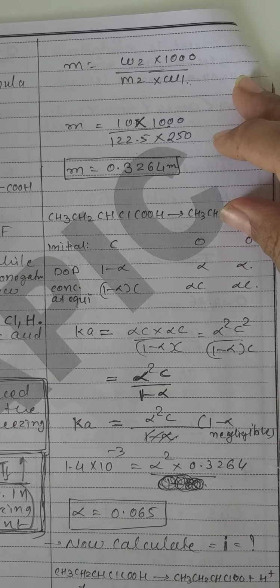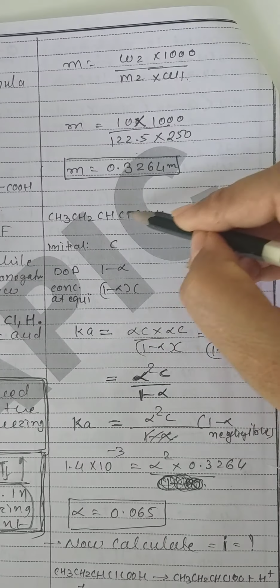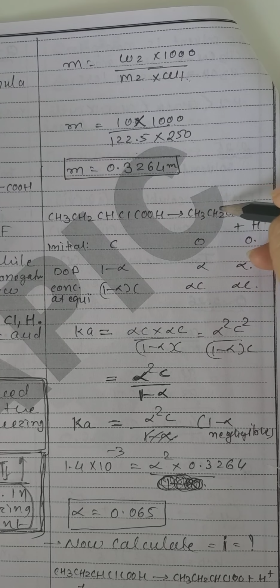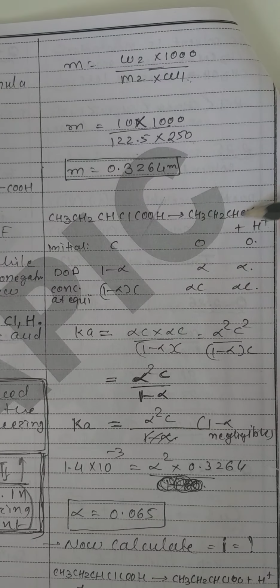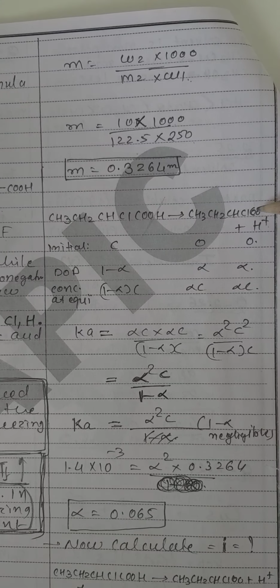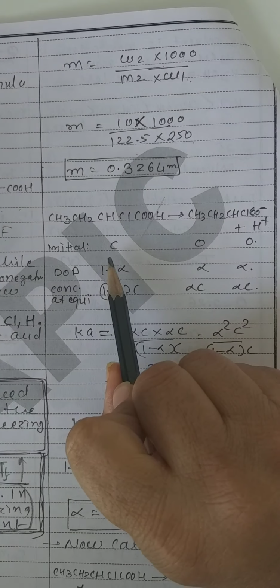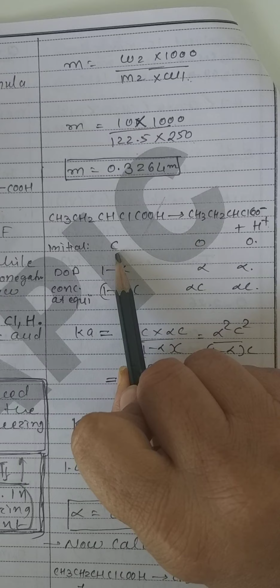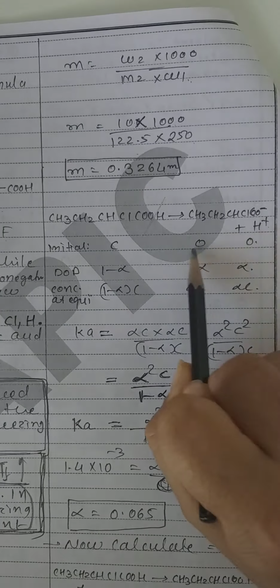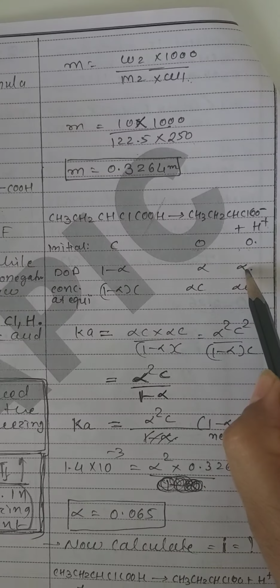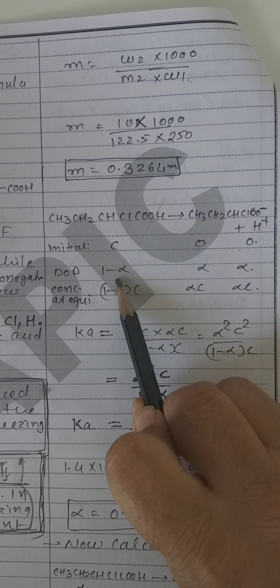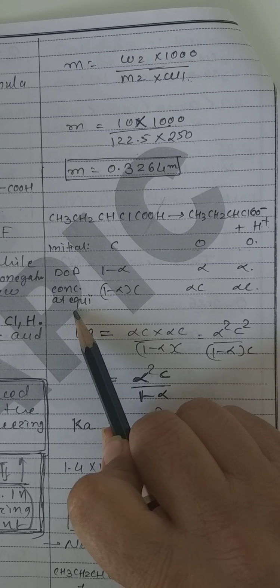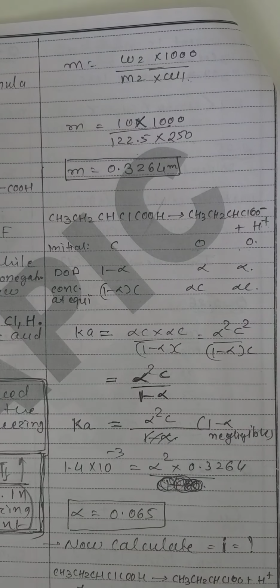Now let's come to the equilibrium point of view. CH3CH2CHClCOOH ionizes, H plus is liberated and the remaining entity is CH3CH2CHClCOO minus. Now, as we have done in the equilibrium chapter, initial concentration is C, and the products are 0, 0. Now degree of dissociation is alpha, and alpha is for 1 mole. So the reactant is 1 minus alpha, and so concentration at equilibrium is 1 minus alpha into C, and alpha into C.